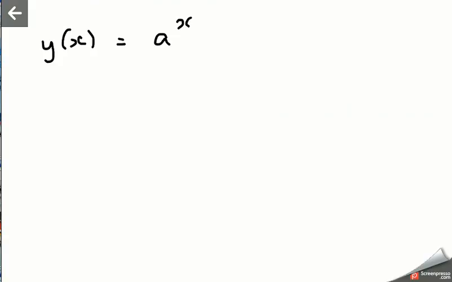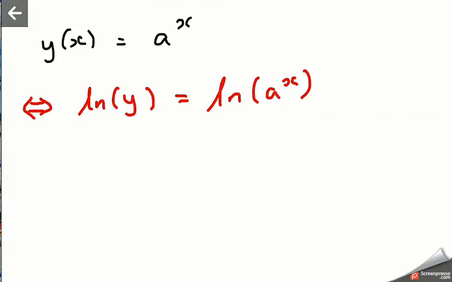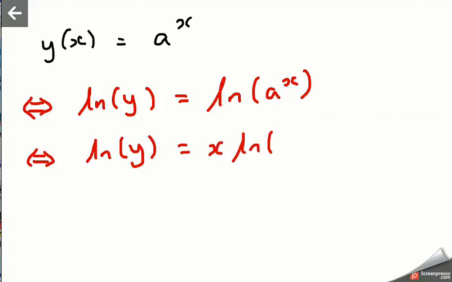So y of x equals a to the power of x if and only if natural log of y of x, I'm just not going to bother to write the x, is equal to natural log of a to the power of x. Well, that's true if and only if natural log of y is equal to x times natural log of a by the power rule.